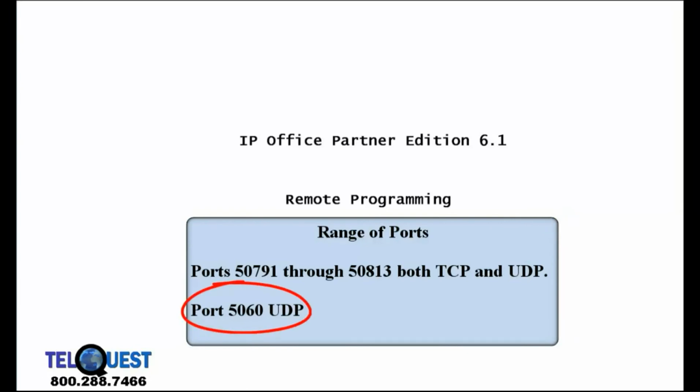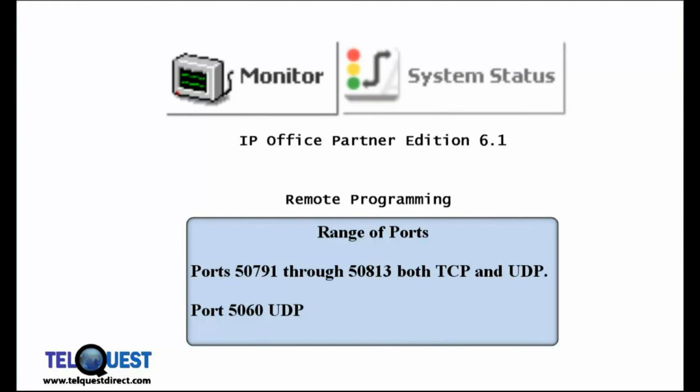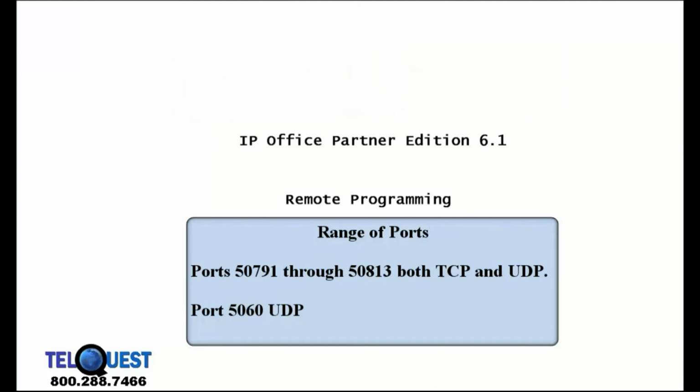Port 5060 UDP isn't necessary for programming. However, it is for certain conditions when you're using SIP services. It's better to have it in ahead of time than to be scratching your head trying to figure out why your SIP trunks don't work 3 or 4 months later when you put them in. Also contained within that range of ports are system troubleshooting tools like the monitor and the system status. Those are covered elsewhere in our DVD, but you will find them very helpful for troubleshooting and isolating troubles, especially when you're doing it from a remote location.